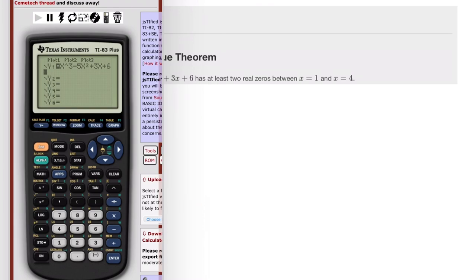Now I'm going to hit second table set. I want the table to start at 1 and change by 1, and I'm going to look at the table. When we look at these tables of values between 1 and 3, notice that our y values start off positive, then go to 0, then go negative. So at least you can say somewhere between 1 and 3, because it goes from positive to negative. Actually, that's one of our zeros. One of the zeros is 2, so we got lucky there.